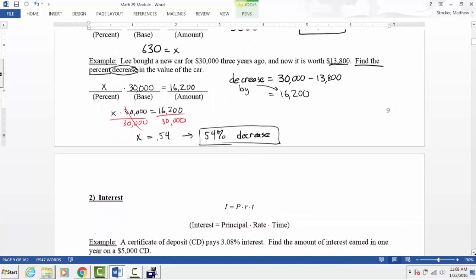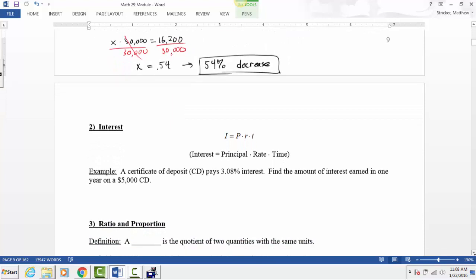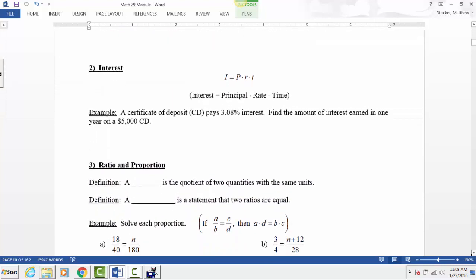Alright, let's move on to interest. And we're just going to be talking about simple interest here at the beginning of class. As we move to the end of the course, we'll start talking about compound interest. But right now, we just need to know this formula. Interest equals principal times rate times time.